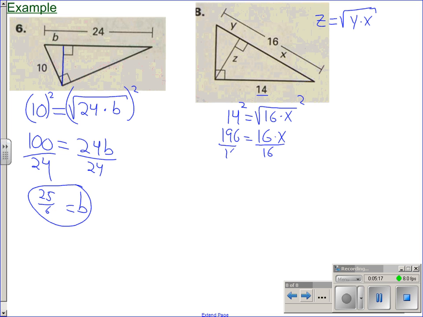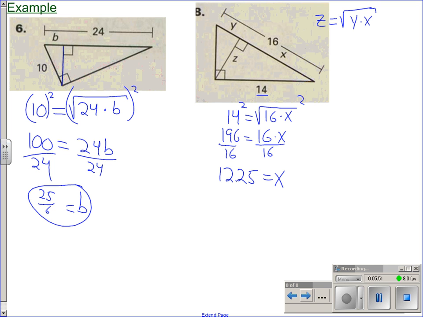Divide by 16. x is 196 divided by 16. Oh, it's 16. That's nice. Wait a minute. Something's not right here. I'm not hitting the right buttons on the calculator. Made an error here. It's not 16. 196 divided by 16. There we go. Sorry. 12.25. That equals x.